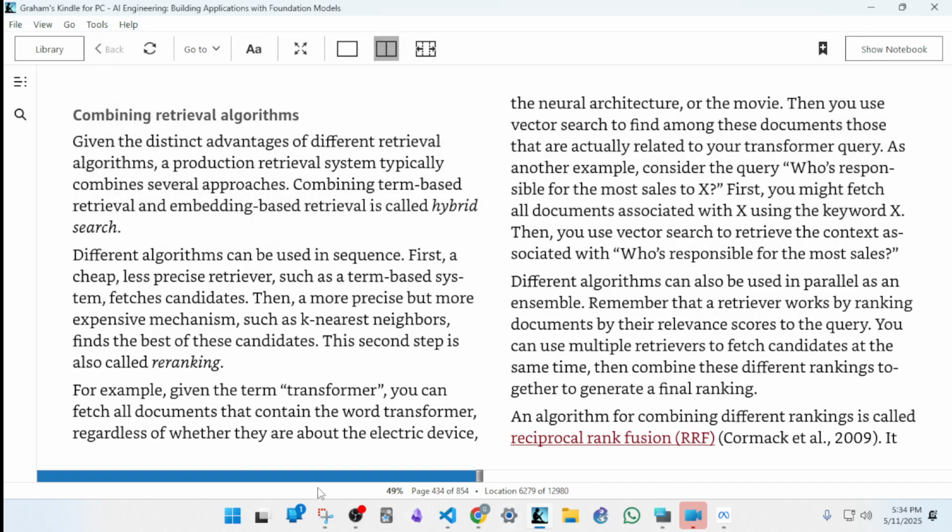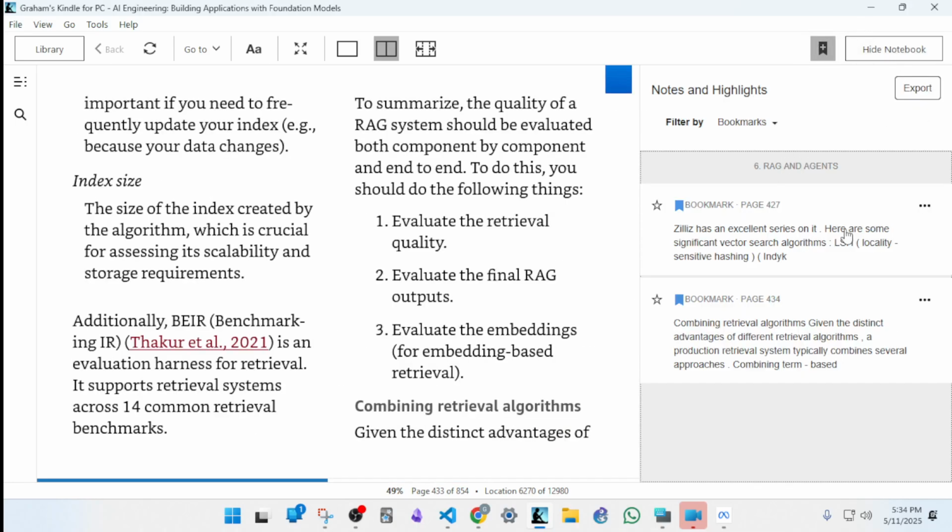The next section is combining the two. You don't have to just go with one or the other. You can combine them.